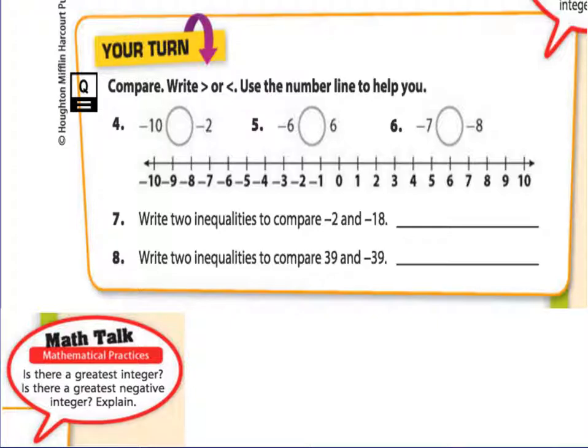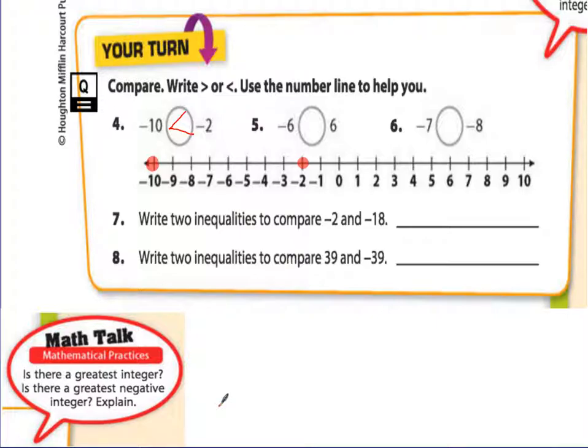All right, so here we go. We are going to compare using the number line. So let's take negative 10 and negative 2. I'm going to do red for these. Negative 10 is over here, and negative 2 is right here. Negative 2 is further to the right on the number line, so it is greater than negative 10. However, since negative 10 is listed first, I want to compare negative 10 to negative 2. So negative 10 is less than negative 2.